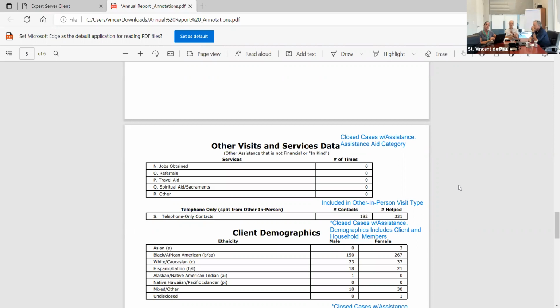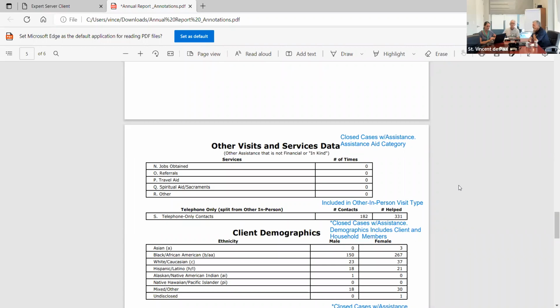Okay. So I just want to make sure that the numbers I have on the telephone and the other are on the other. That's where I should look. Okay, that's all I need.